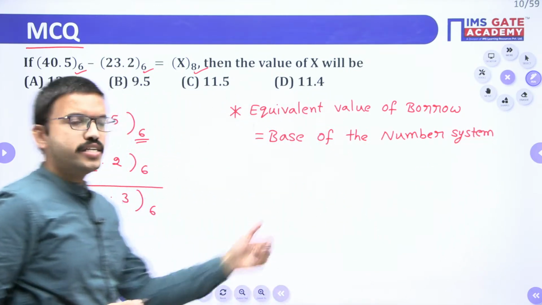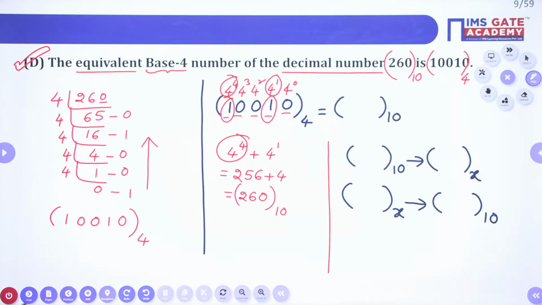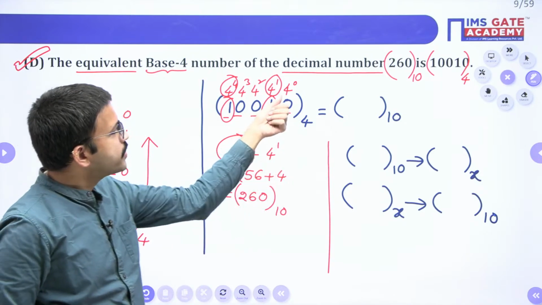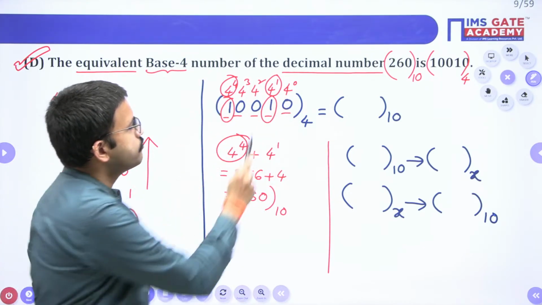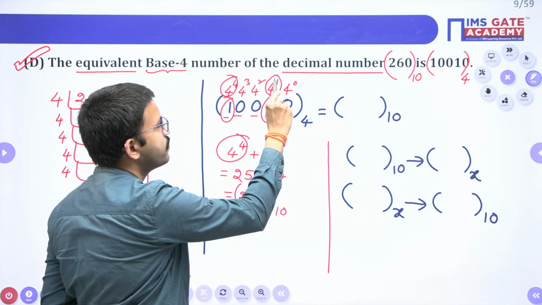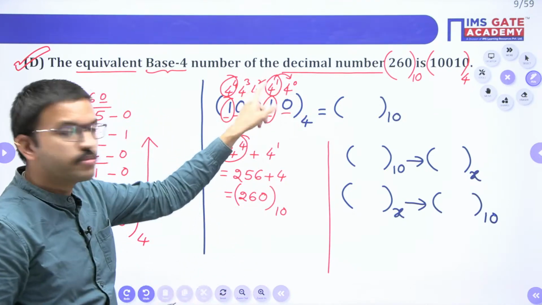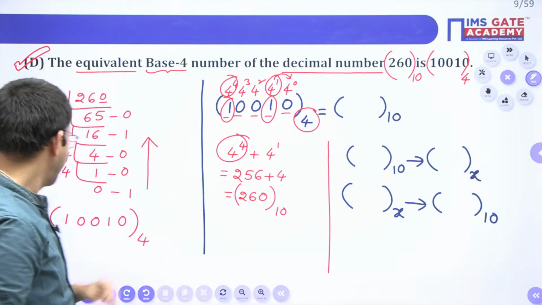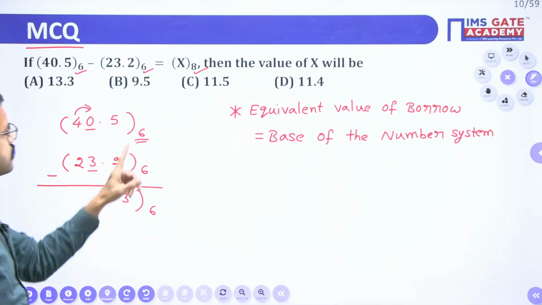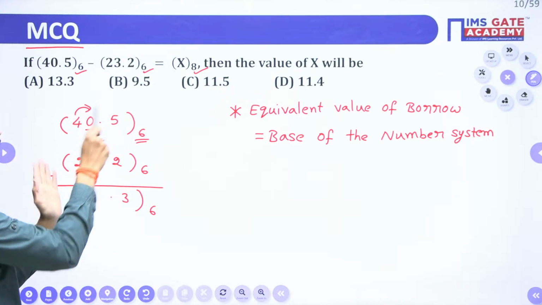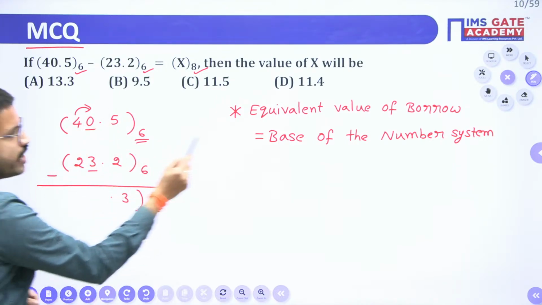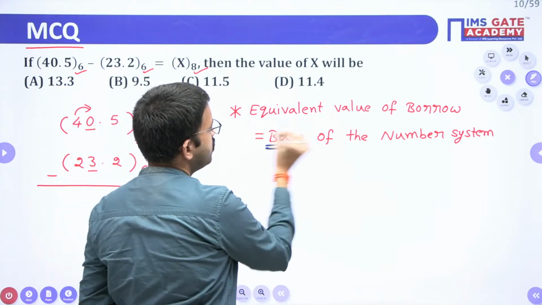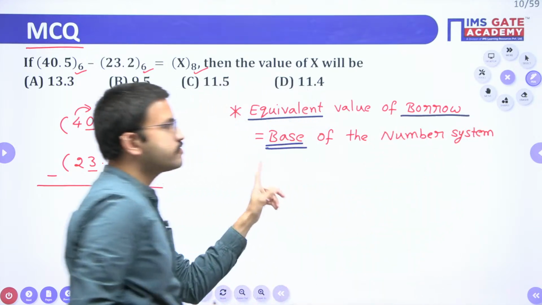See, if you're having any doubt, just observe the previous one. When you have a number belonging to any number system, positional weights are 4 power 0, 4 power 1. Say, from here, the equivalent value is 4 power 1, which is nothing but 4, because the base value here is 4. In the same way, for the generalized case, whatever the base value you have, when you take a borrow from the next higher digit, the equivalent value of the borrow is nothing but the base of the number system.